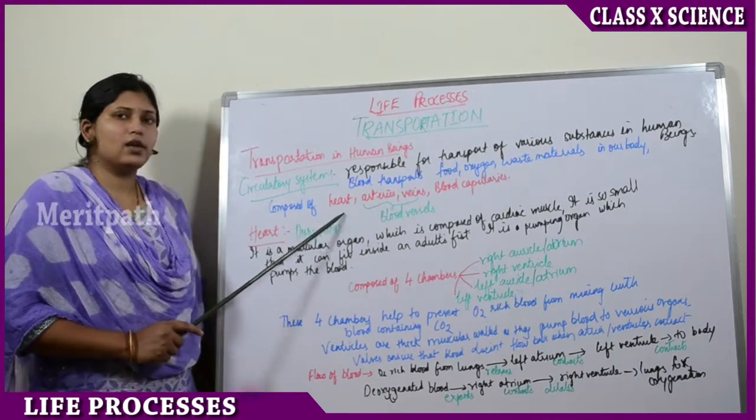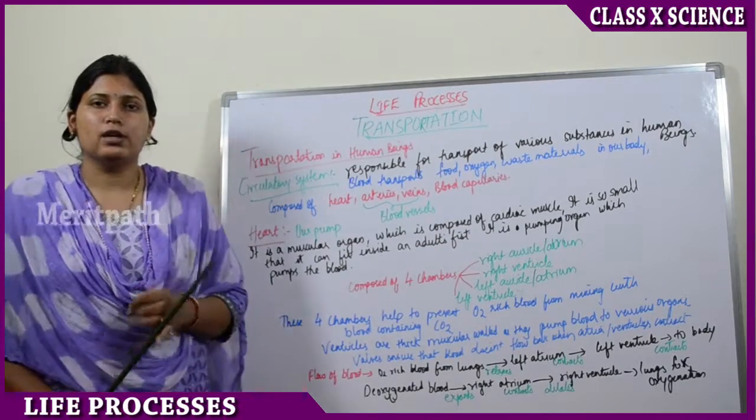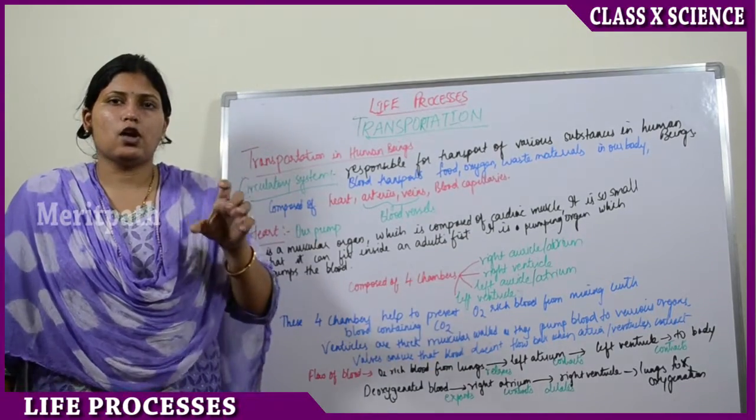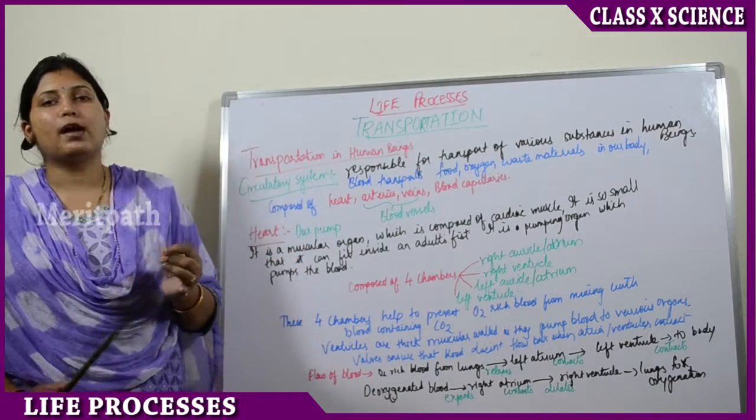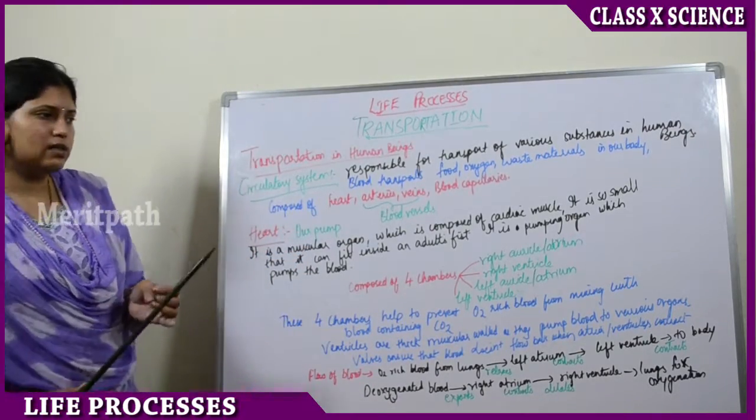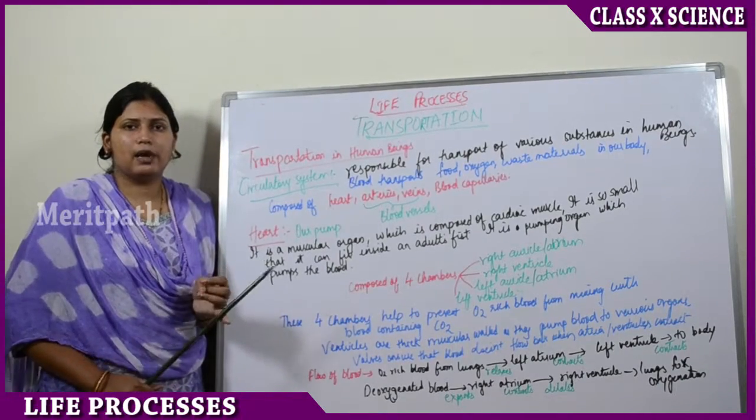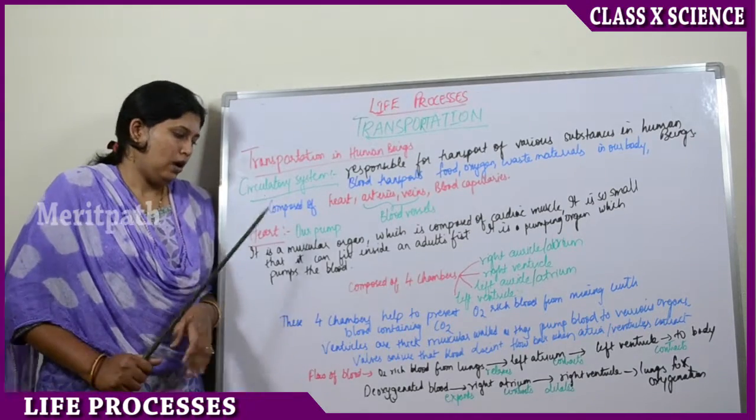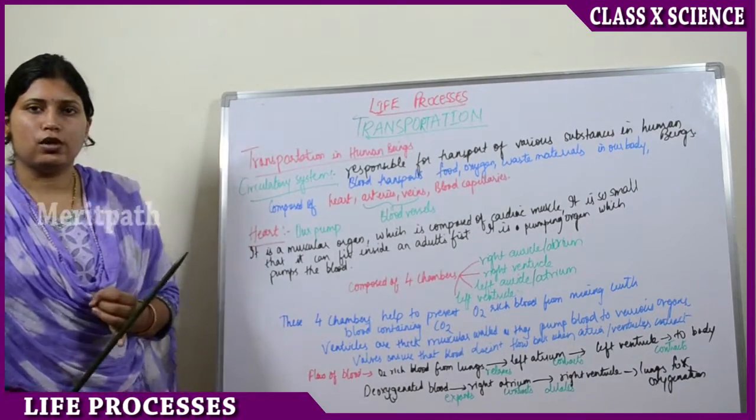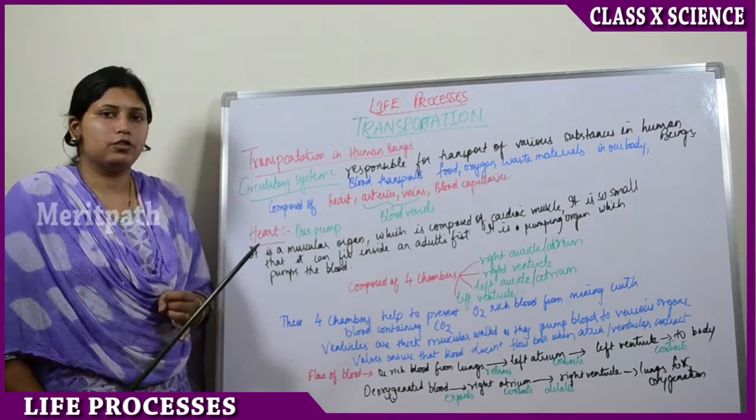So the first organ is the heart. Heart is known as the pump of the body. If the heart stops functioning for even 1 minute, you cannot survive. Heart is one of the vital organs of the body, the most important organ. The other vital organs are brain, liver, kidneys, etc. It acts like a pump of the body.